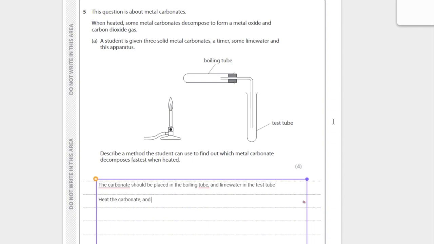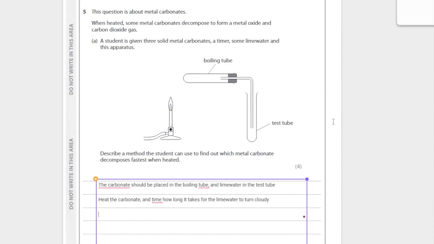And how can we measure? We can measure how fast the carbon dioxide is being produced. We can time how long it takes for the lime water to turn, and we know the test for carbon dioxide gas: lime water turns cloudy. So we time how long it takes for the lime water to turn cloudy. Then we do the finer details of the procedure.